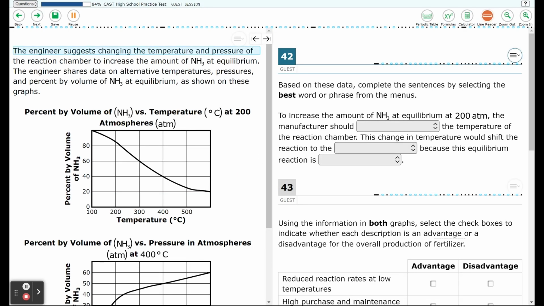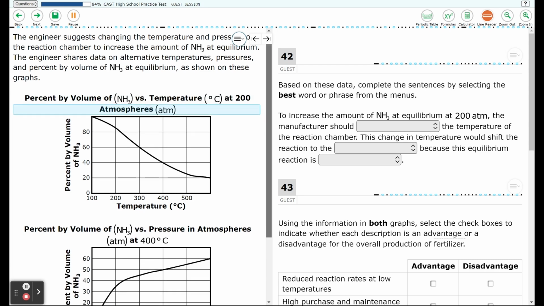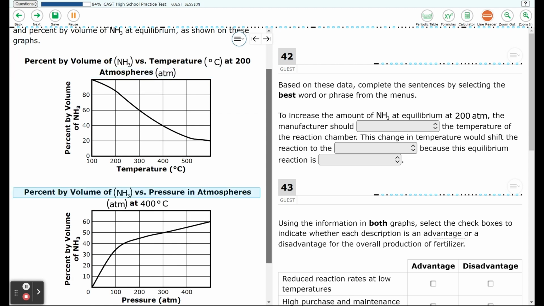All right, the engineer suggests changing the temperature and pressure of the reaction chamber to increase the amount of NH3 at equilibrium. The engineer shares data on alternative temperatures, pressures, and percent by volume of NH3 at equilibrium, as shown in the graphs. Percent by volume of ammonia versus temperature in degrees Celsius at 200 atmospheres of pressure. And then we see percent by volume of ammonia versus pressure in atmospheres, ATMs, at 400 degrees Celsius.